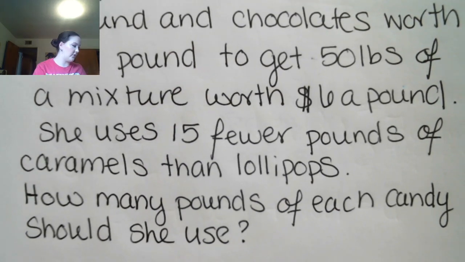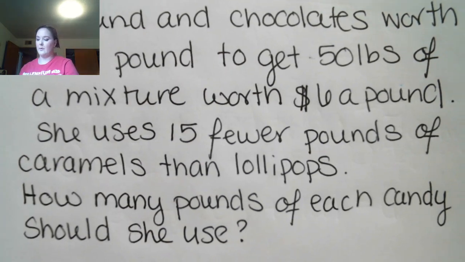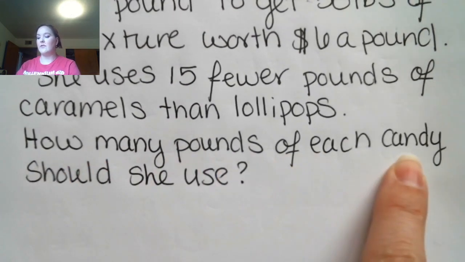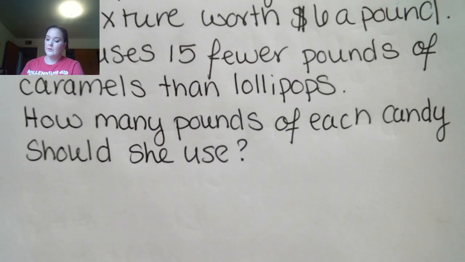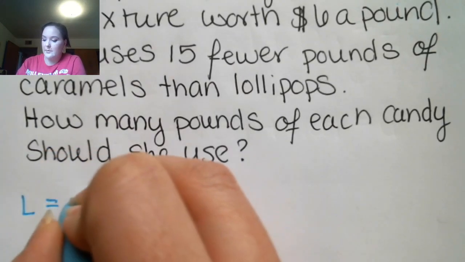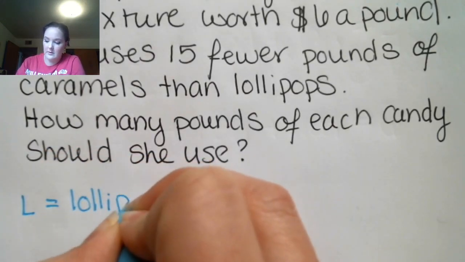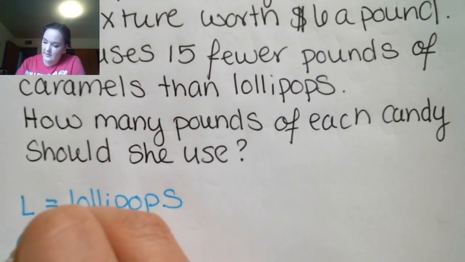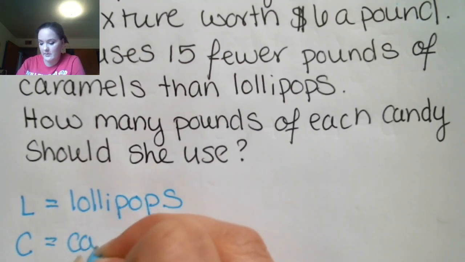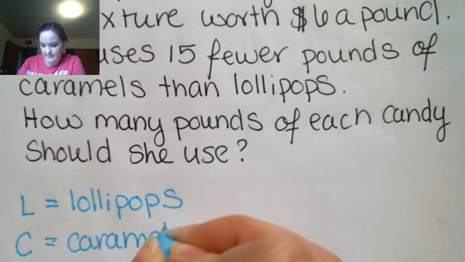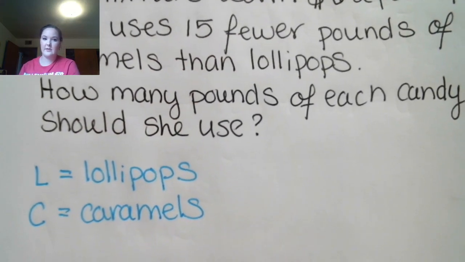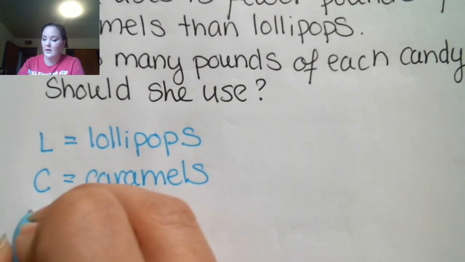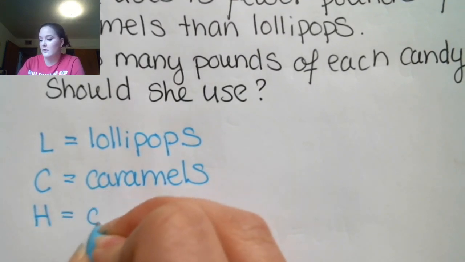So the first thing we're going to do is set up our variables. It says how many of each candy, so I'm going to use L for lollipops. I'll use C for caramels, and since chocolates is also C, I'll just use H.